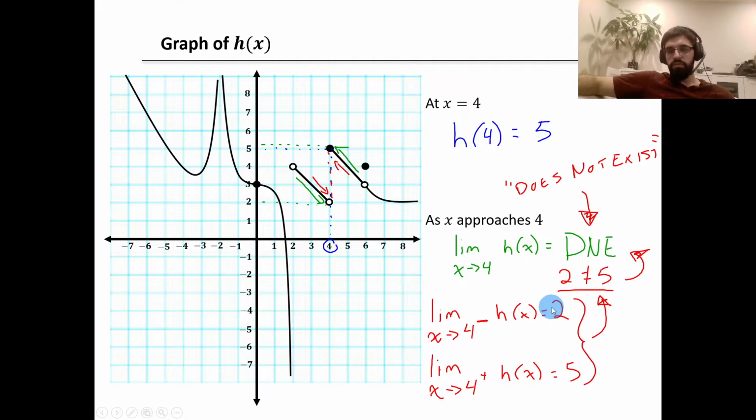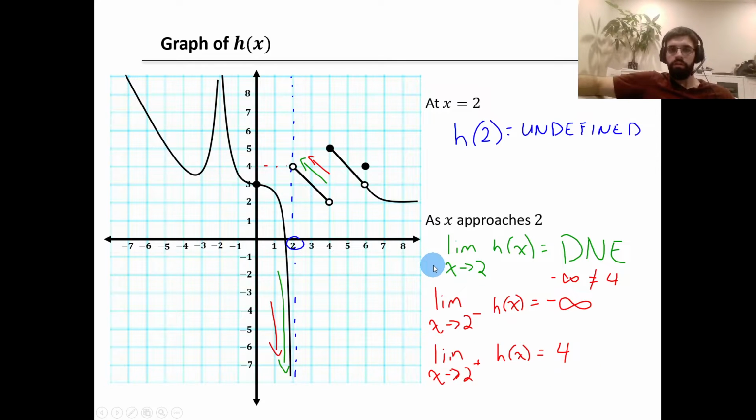So because the limit from the left and the limit from the right don't equal each other, we say the limit as x approaches 4 does not exist. The left side and the right side have to be equal for the limit to exist as a whole. It's really easy to see that from the graph because we see the left and the right don't meet each other. So that's an issue of continuity we'll unpack later.